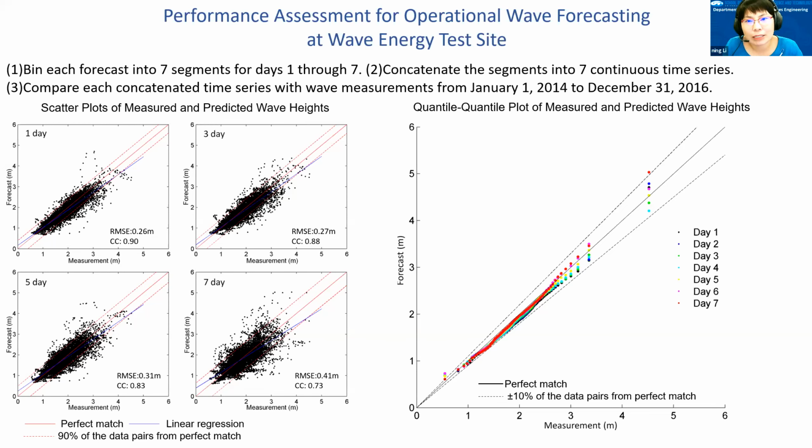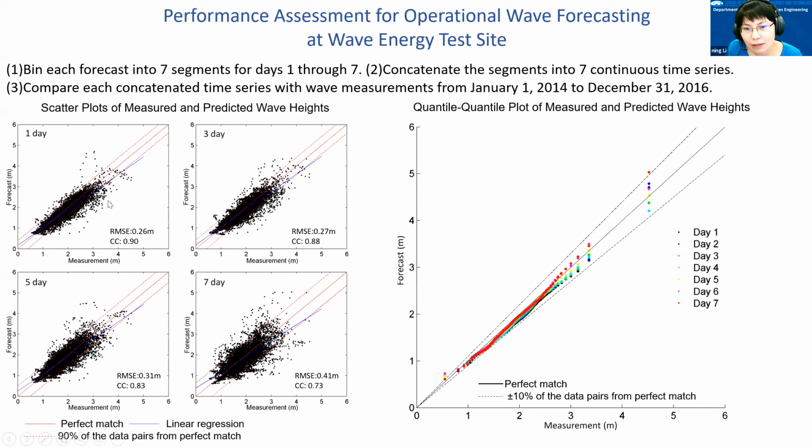So we did some investigation. Because each day we have 7 days of forecast, we divide each forecast data set into 7 segments with lead time from 1 to 7 days. And then we concatenate each segment into a continuous data set, and we compare with the buoy measurement for a long period of time. So we will have a general idea of how the forecast quality changes as the lead time increases.